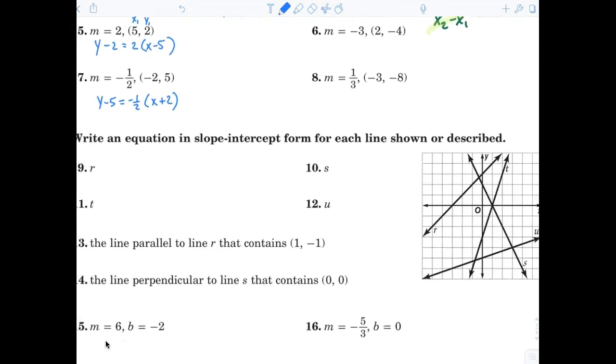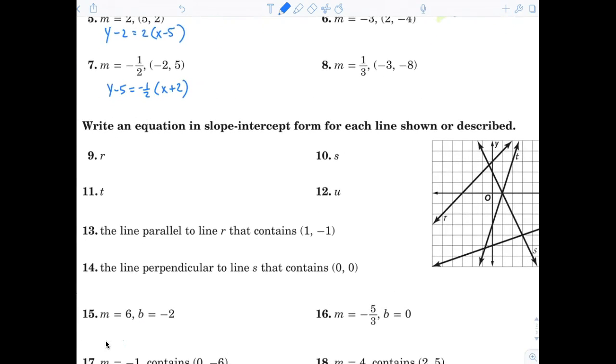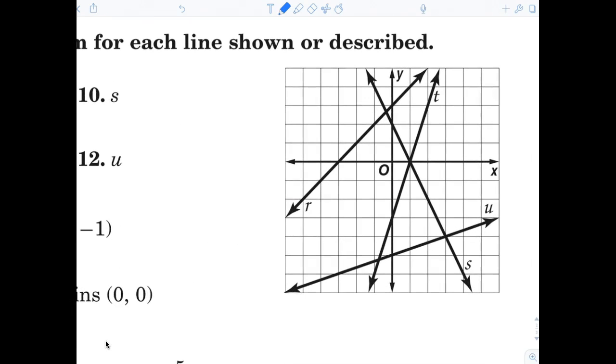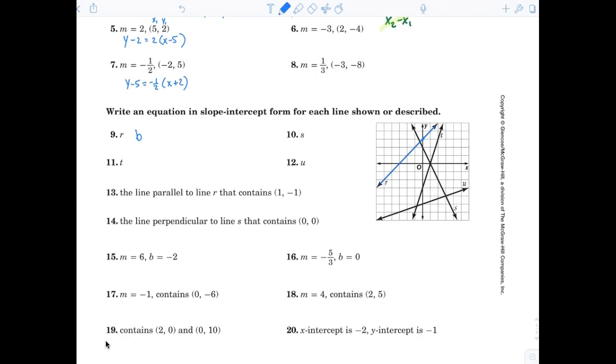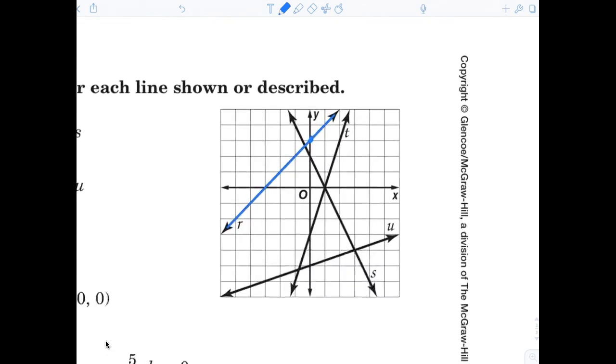So now, here we go. Now we're going to look at R, and we're going to try to write the equation. The easiest way to do it is y equals mx plus b, because generally when you have a line, they give you the y-intercept. Is everybody with me? So look at R. Let's find R over here. That's R. What's the y-intercept? 0, 3. Right. So b is 3. That's the y-intercept.